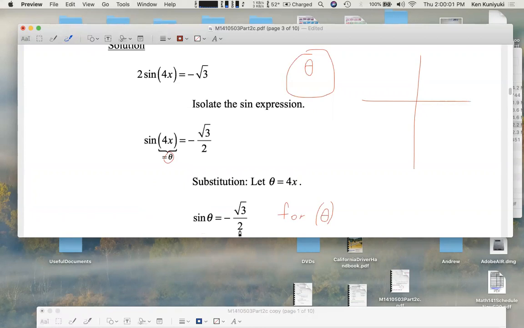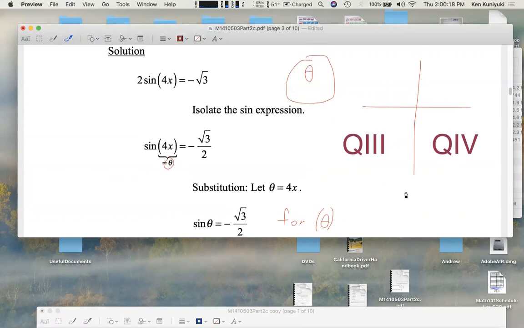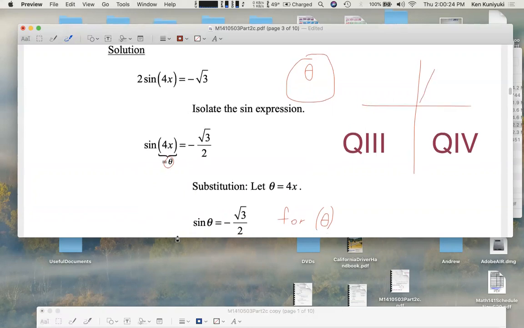Well, old school. In what two quadrants is the sine value negative? Think y-coordinate here. In quadrants 3 and 4. But it might be helpful to find the reference angle in quadrant 1. I'd like to know the inverse sine of positive root 3 over 2.